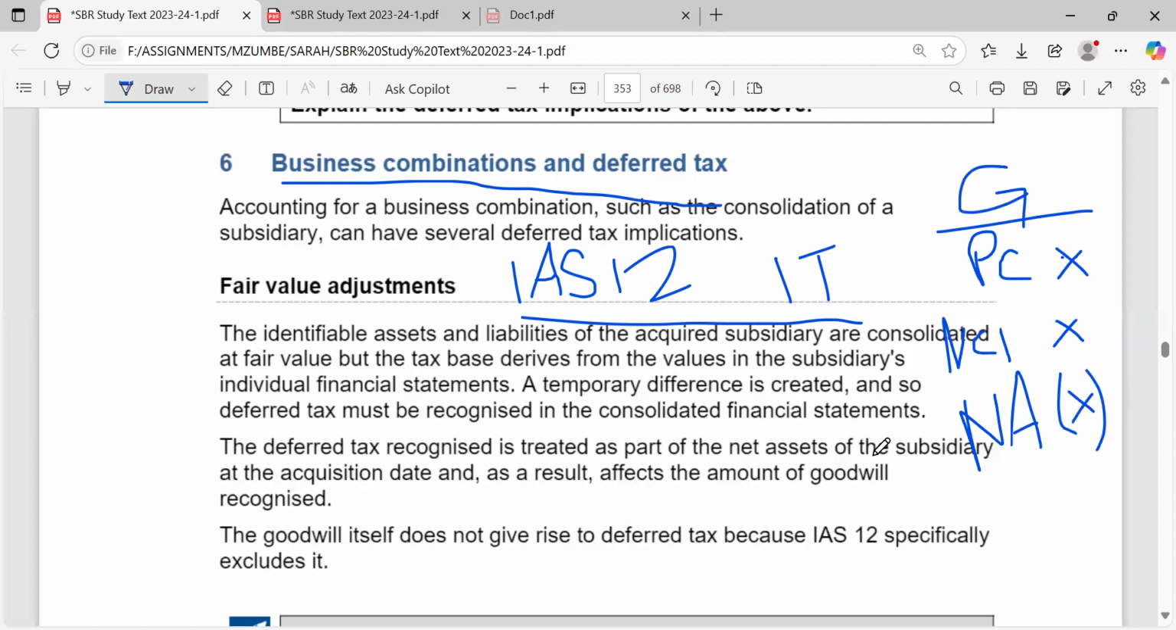After getting the fair value of net assets, now we would have the goodwill. Now we are going to look at everything that happens here and has something to do with the deferred tax. We said that initial recognition of goodwill doesn't.